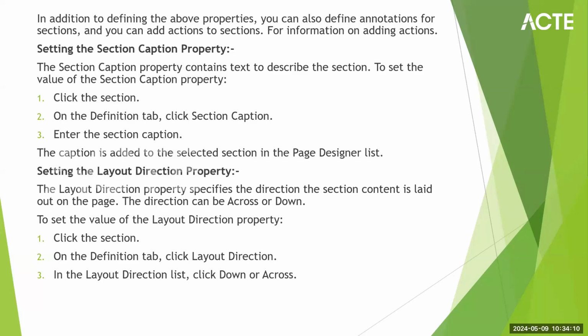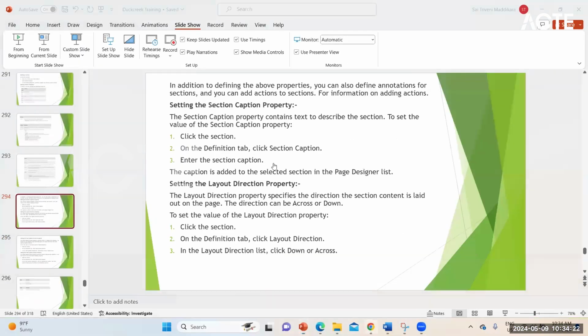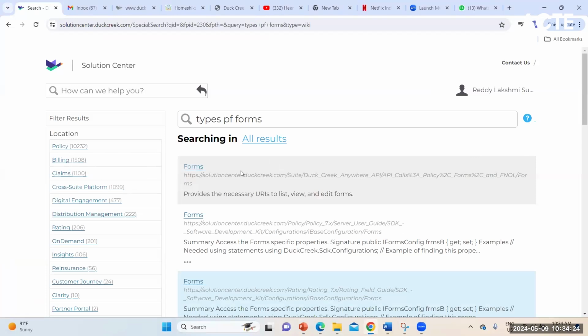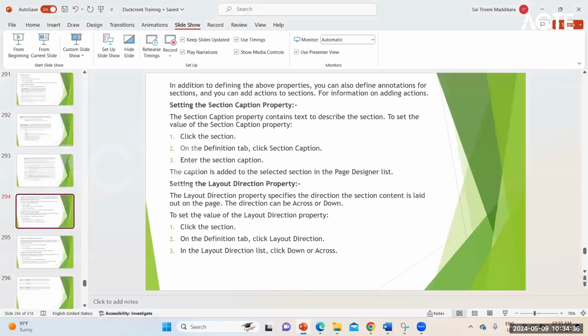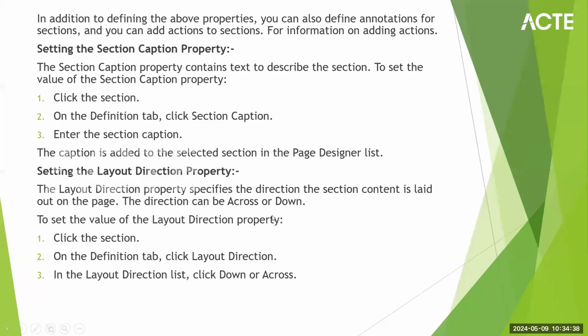Now the section layout direction property. Layout direction property means how you want that section to be displayed on the UI, like I showed you, right? It should be left aligned, right side or in the middle. The form name can be displayed in the middle or right, or over or beside all results. Those kinds of properties we have to mention in the layout direction property, like across or down or above or top or down. How do we set it? Click on the section on the definition tab, click layout direction, and in layout direction click down or across.